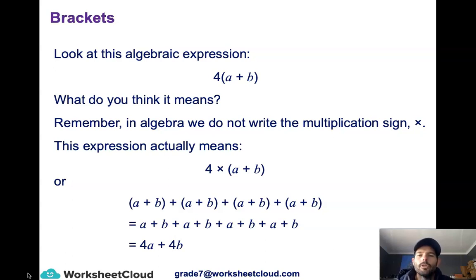So you can also just have a look at the original expression at the top of the screen and say 4 multiplied by a is 4a, and then plus, because there's a plus sign in the bracket, 4 multiplied by b is 4b. You don't have to write it out the long way at the bottom of your screen. That's just showing you how we get to 4a plus 4b.